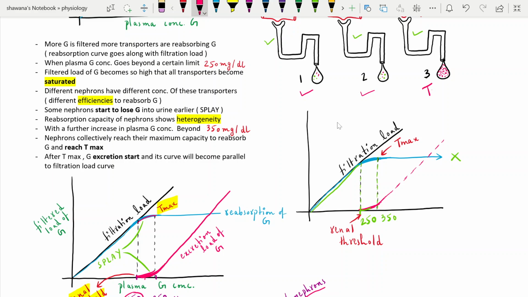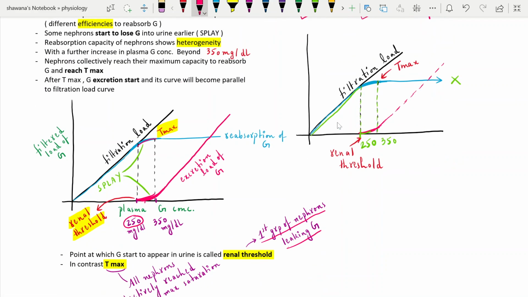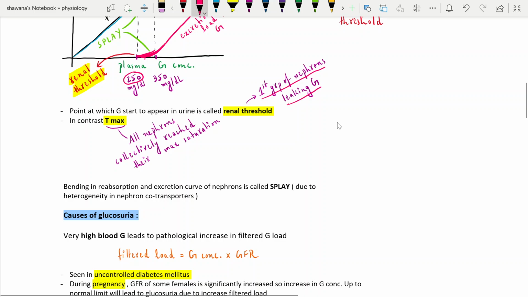Some of the nephrons start to lose glucose early, others still have reabsorption capacity, and a time comes when all of the nephrons have reached their transport maximum. So due to the heterogeneity in the nephron function, both the graph of the reabsorption of glucose and the excretion load of glucose show splay.